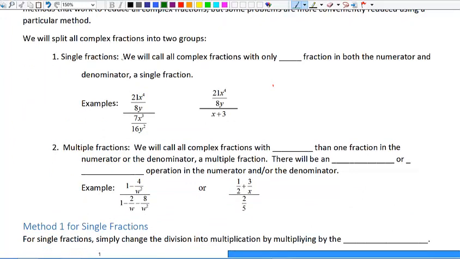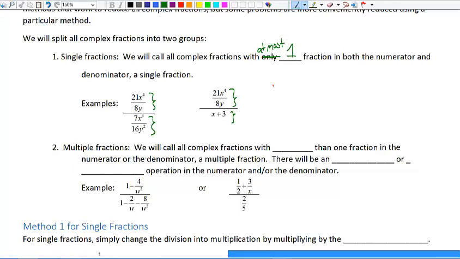Single fractions. We will call all complex fractions with, and this should really say at most, one fraction in the numerator and at most one fraction in the denominator a single fraction. So this has one fraction in the numerator and one fraction in the denominator. Notice there's no pluses or minuses having a second fraction. This one has one fraction in the numerator. This one has no fractions in the numerator. Yes, there's a plus or minus, but there's no fractions there. So there's only at most one fraction in the numerator, one fraction in the denominator.